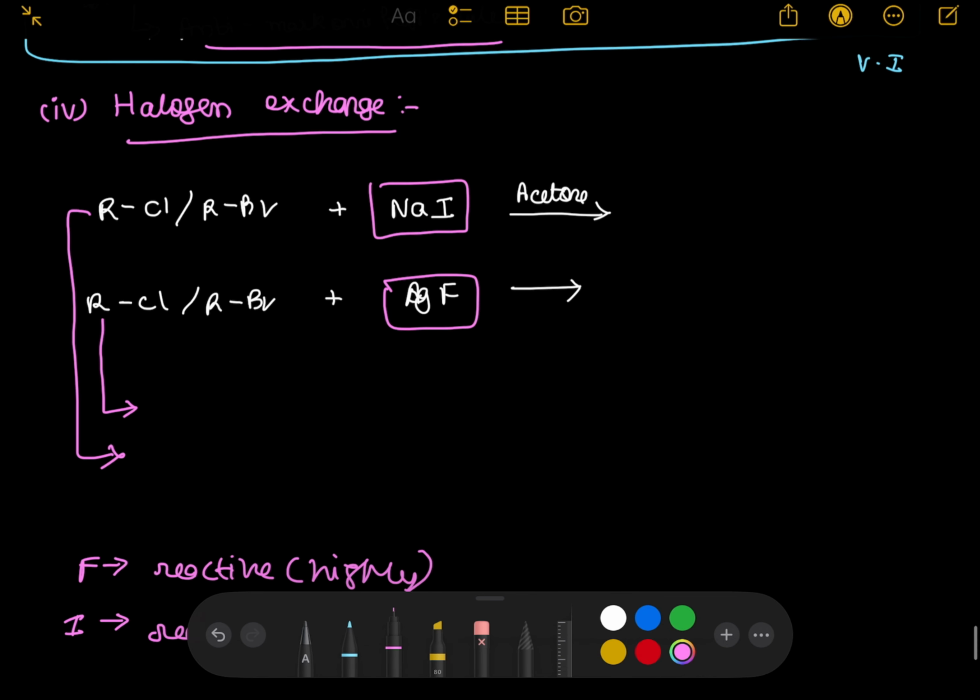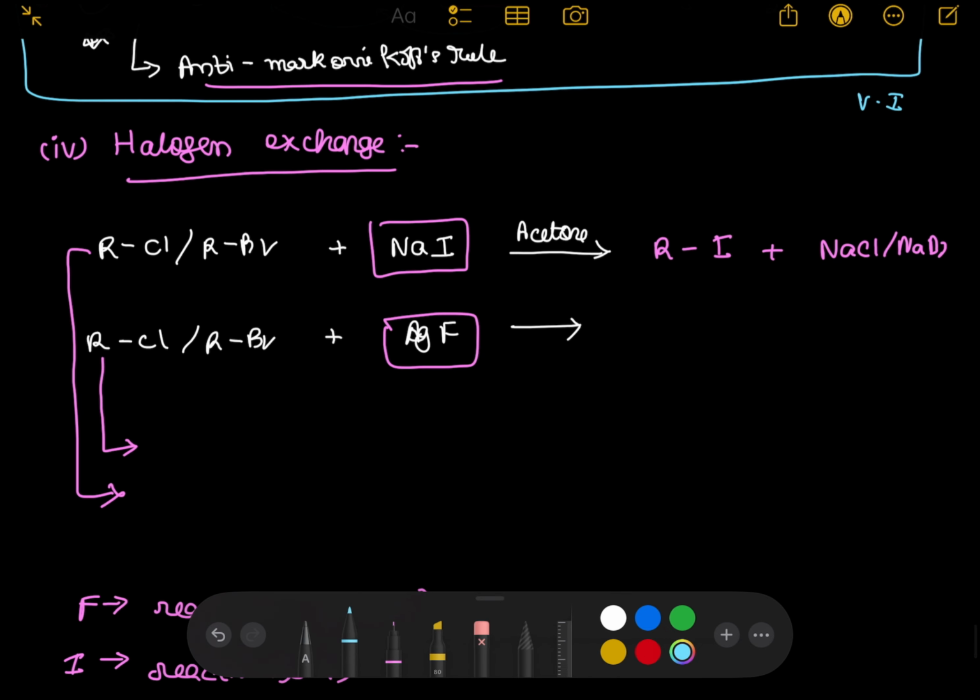Now, when I react with NaI in presence of acetone, what do I get? I get RI plus NaCl or NaBr. When it's RCl, I get NaCl. When it is RBr, I get NaBr. This reaction is called the Finkelstein reaction. It's a name reaction. Mark this reaction, very important. These name reactions are very, very important.